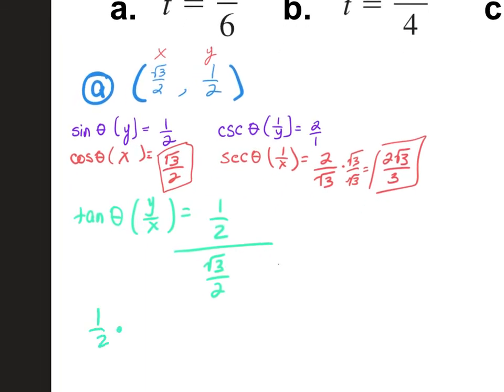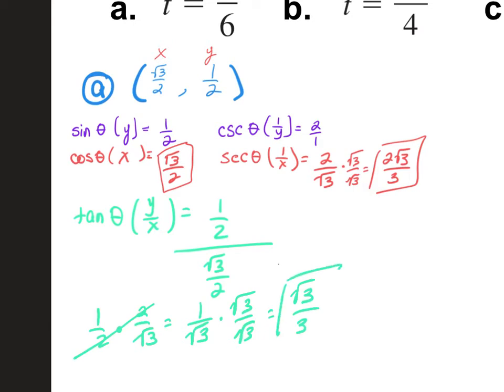I have 1/2 times, keep, change, flip, right? So this becomes 2 over root 3. My 2's will cancel out, so I'm left with 1 over root 3. At this point, on WebAssign, go ahead and put it in like that. On a test or a quiz for me, what do we need to do? Rationalize. We're going to multiply top and bottom by square root of 3, and I get the square root of 3 over 3. Questions? We okay?